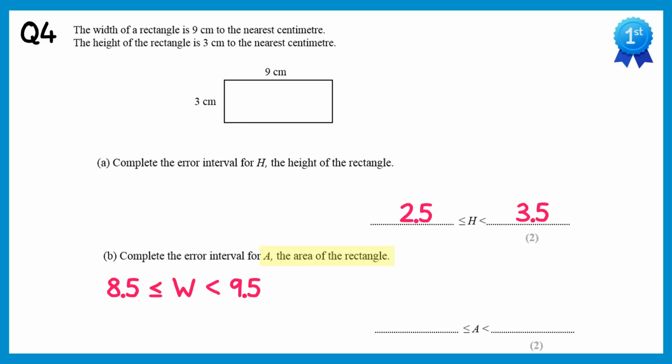Now to find the area of a rectangle, you're going to multiply the height by the width. So to find the lowest possible area for this rectangle, we'll multiply the lowest height, which is 2.5, by the lowest width, which is 8.5. And if you multiply both of these together, you'll get 21.25. In a similar way, to get the maximum area, we'd multiply the maximum height, 3.5, by the maximum width, 9.5. And this gives you 33.25.